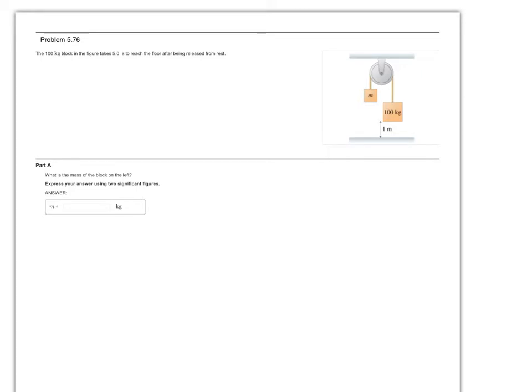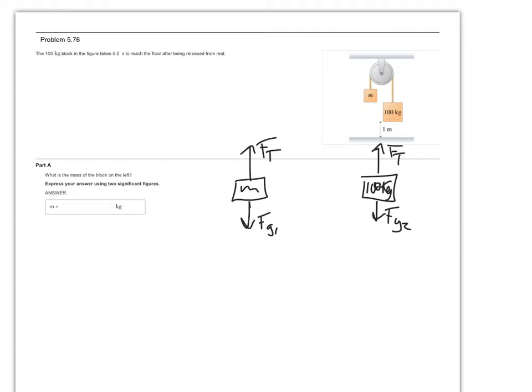All right, moving on to this next one, we have an Atwood machine here, which is just that system of 2 masses strung over a pulley as shown. And we want to know what the mass is of this object here on the left-hand side. I'm going to start once again with my free body diagrams. So there I have them. In both cases, I have tension going up on each object and the force of gravity going down on each one.